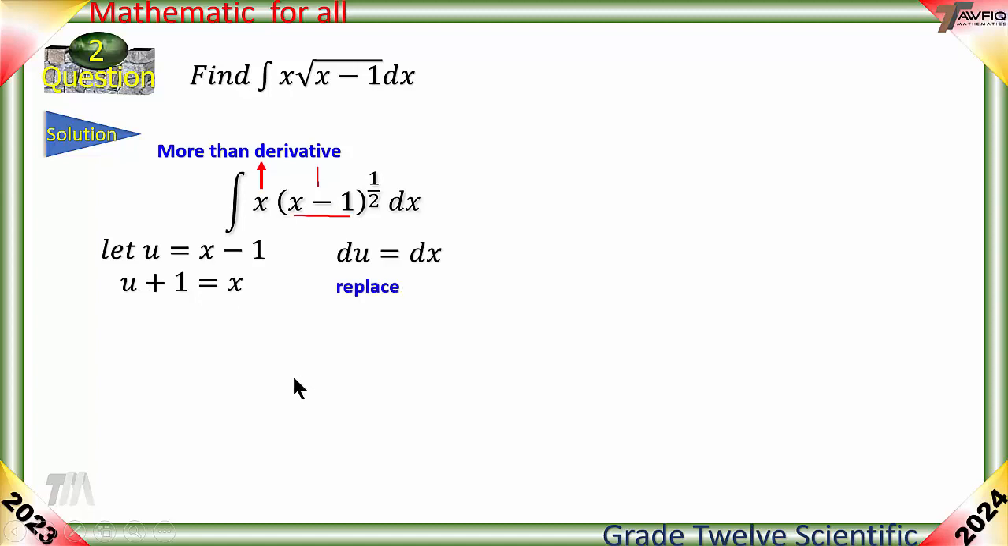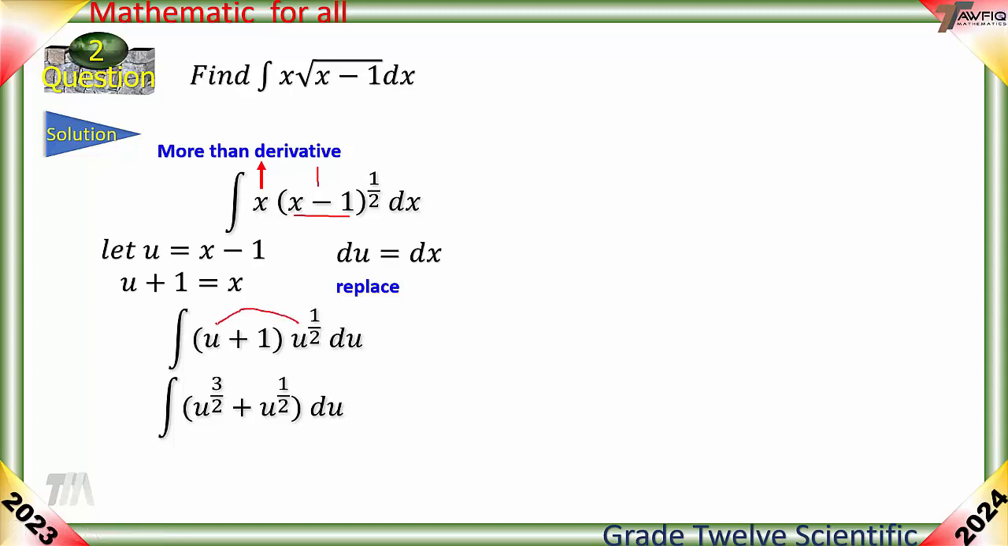And now replace this value. In place of x, we are replacing u plus 1. And in place of x minus 1, replacing u. And in place of dx, we are replacing du. And now open this bracket. Multiplying u to the power 1 over 2 with the u, it becomes u with the power 3 over 2. And now multiplying u with 1, it becomes u with the power 1 over 2.